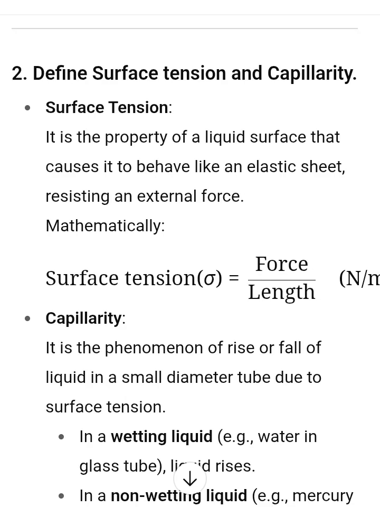Second question: define surface tension and capillarity. Surface tension is the property of a liquid surface that causes it to behave like an elastic sheet, resisting an external force. Sigma equals force divided by length. Unit: Newton per meter.